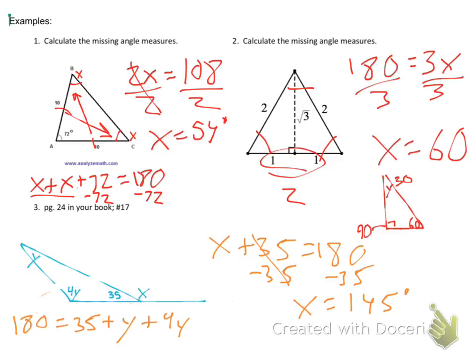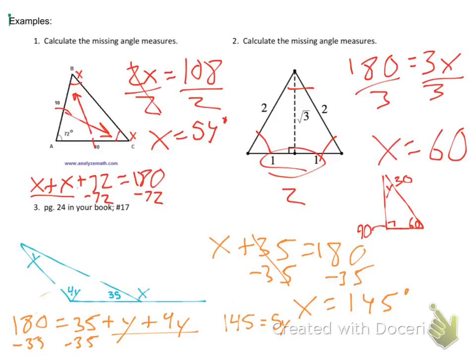Now, just like we did before up above, can I subtract 35 from both sides? As we should. And can I combine the y's together? I have one of them, I have four of them, I now have 5 of them. What is 180 minus 35? 145. Interesting, and that will equal 5y.